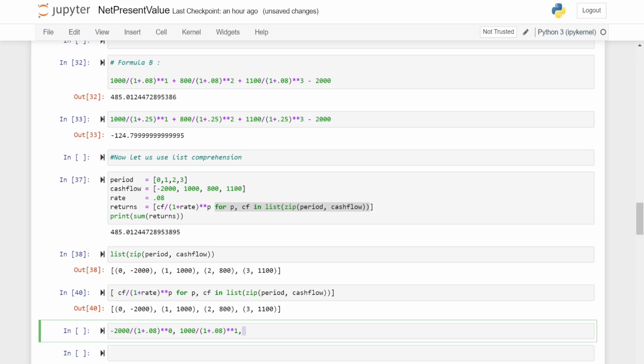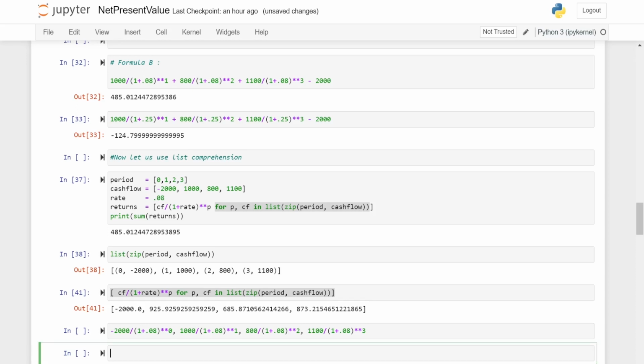Then 800, right? So let me copy paste to save time. Here we will say, now it is 800, period is 2. And then again here cash inflow is 1100, period is 3. Okay, this is what would be the output when I run this. Now just see here, what will be the output? The result of this will be this, and this, and this.